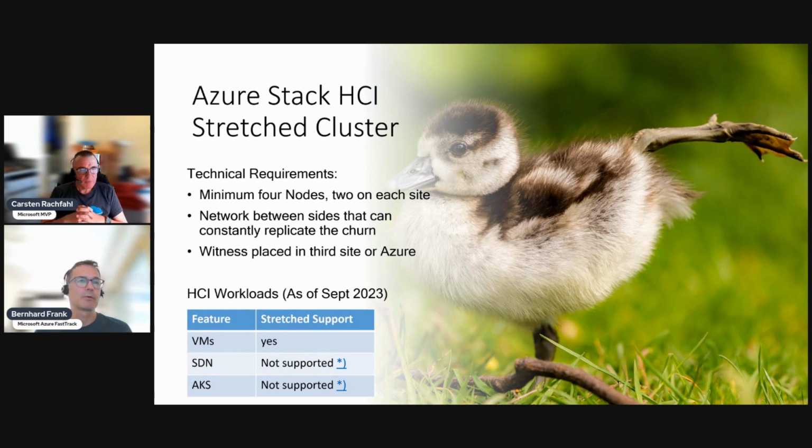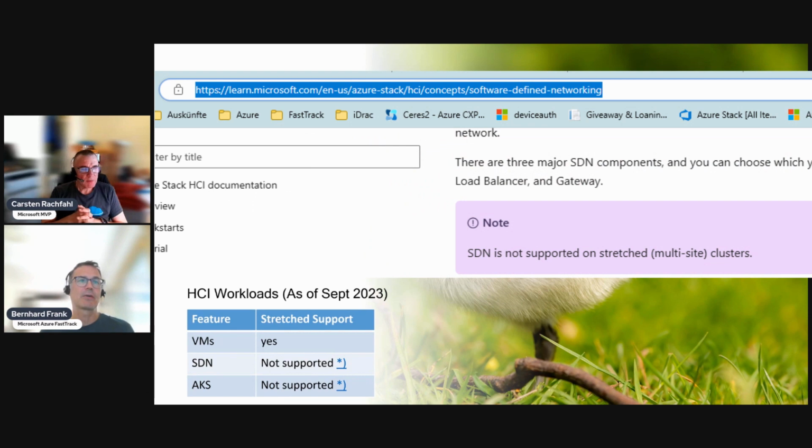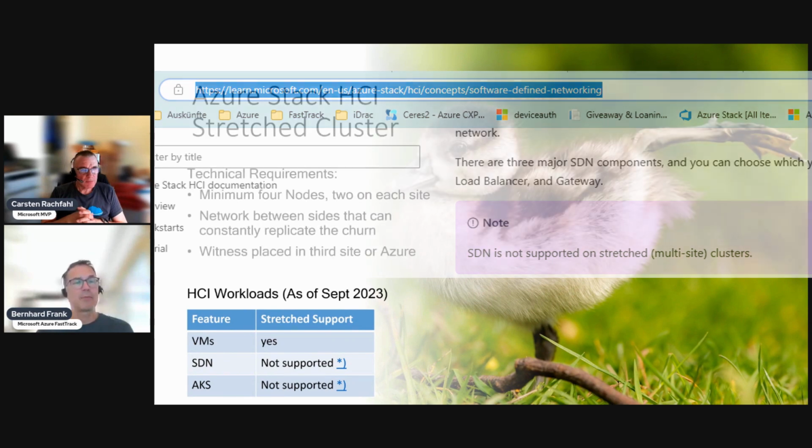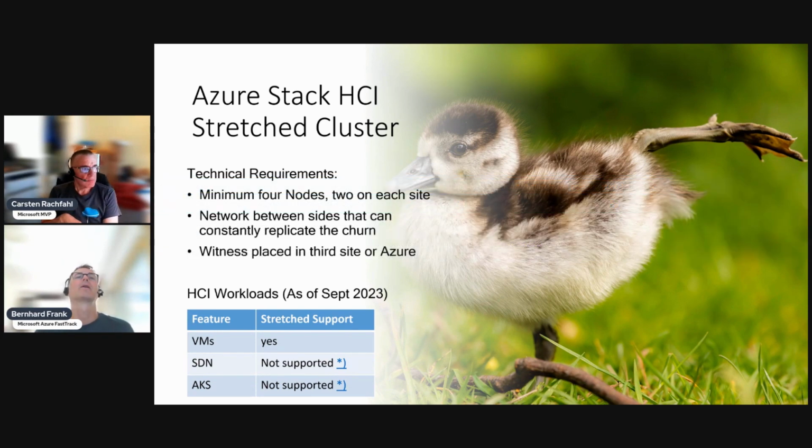Software-defined networking. In order to span a software-defined network over the two sites is currently not supported, right? The other thing, and that's maybe not so nice to hear for some of you folks, is Azure Kubernetes Services, AKS on HCI, is not supported on a stretched environment at the moment. That might change in the future, but as of today, it is not supported, right? So you cannot run a geo-redundant Kubernetes workload on HCI at this stage, right?